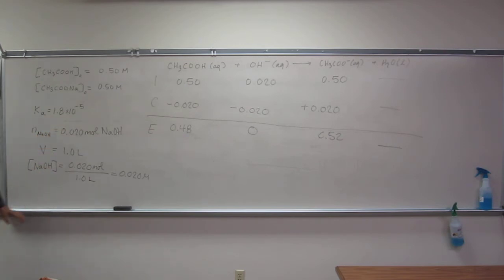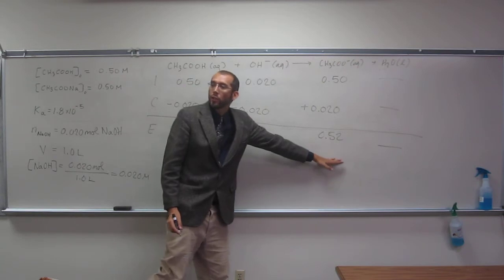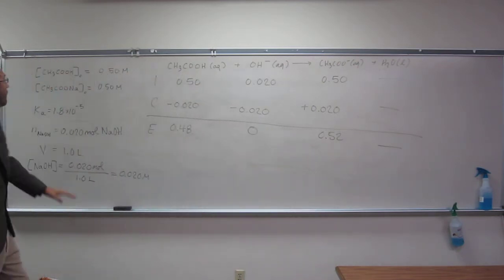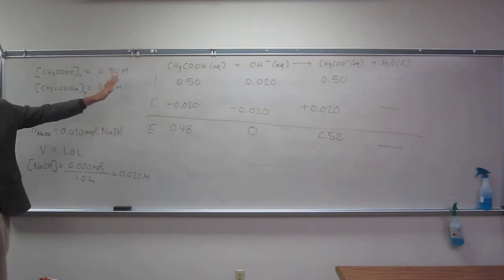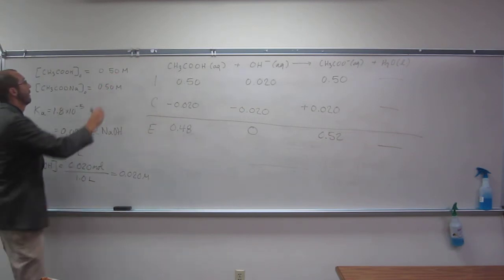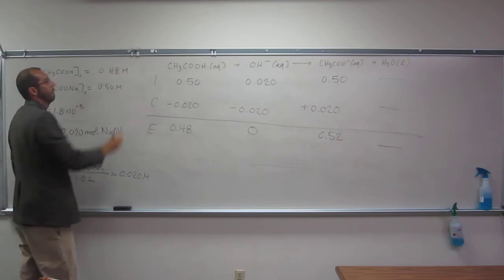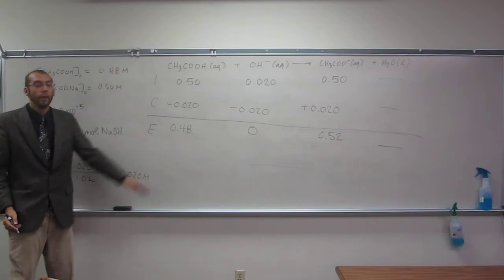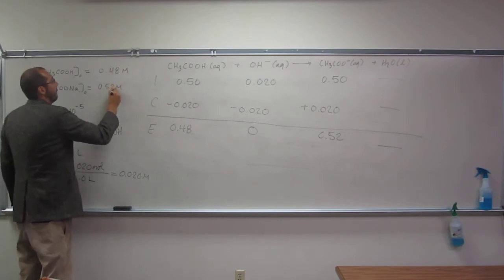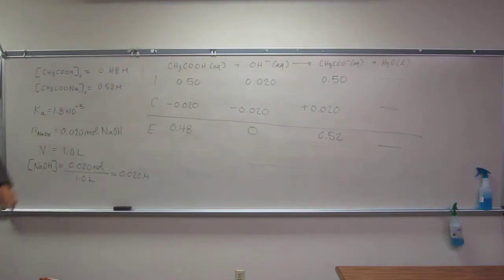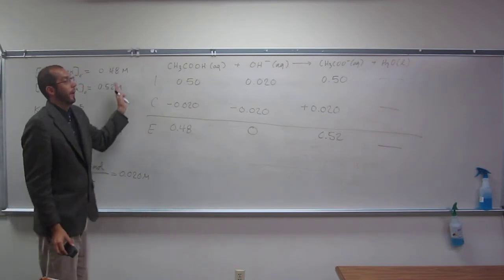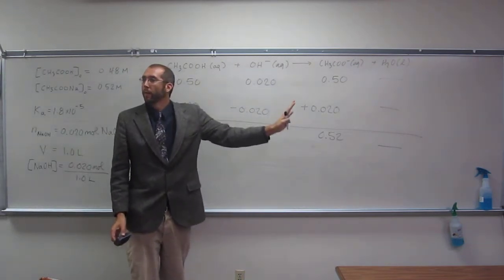So that gives my new initial concentrations. Now I'm going to revamp this stuff up here. Is everybody okay with what I'm doing? So this now is going to be 0.48 molar, which I get from there. And this one's going to be 0.52 molar, which I get from over there. Is everybody okay with what I've done? Now it's just that same problem that we did last time. So can I erase this ice table? Did everybody get it? Okay, cool.